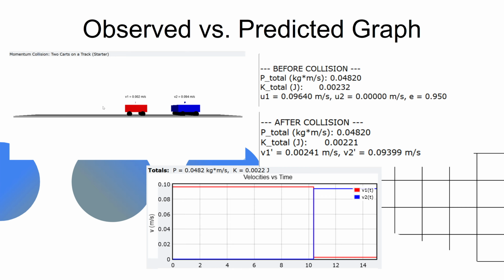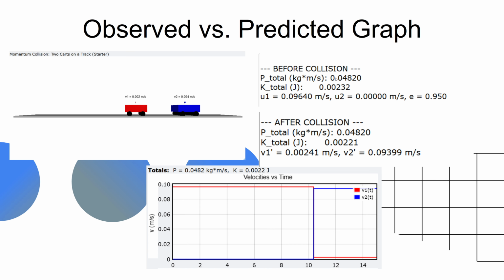Here's the actual model that we used on GlowScript. Cart 1 has initial velocity. This is after the collision, where velocity 1 final will be equal to 0, or a very small number, which is negligible, and v2, which had the initial velocity of 0, turns to a final velocity equal to cart 1's initial velocity, showing a conservation of momentum.